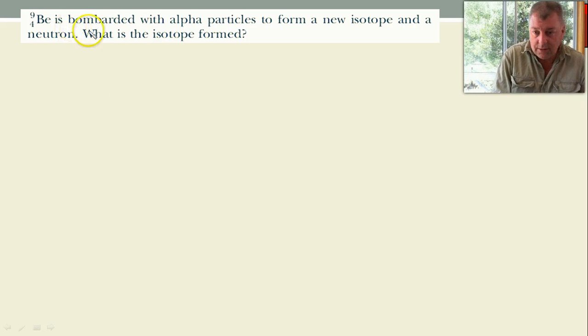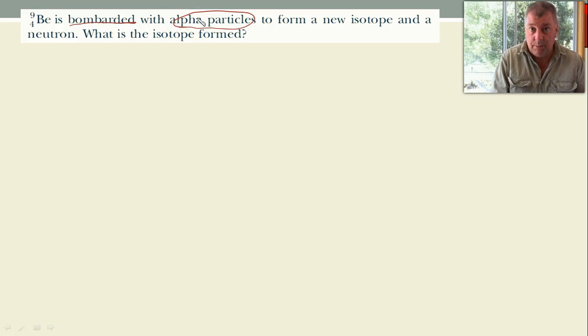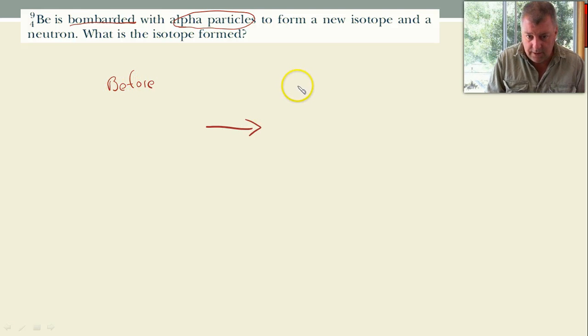And a couple of things. We should just use a highlighter. Have we got a highlighter? Does it highlight? No, it doesn't. We got bombarded. So that means we're hitting it with alpha particles. And that means the alpha particles are there at the beginning, the before and the after. So when we do our nuclear equation, we have before and after the event.